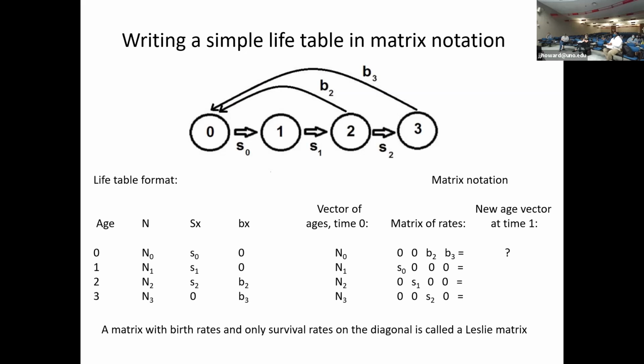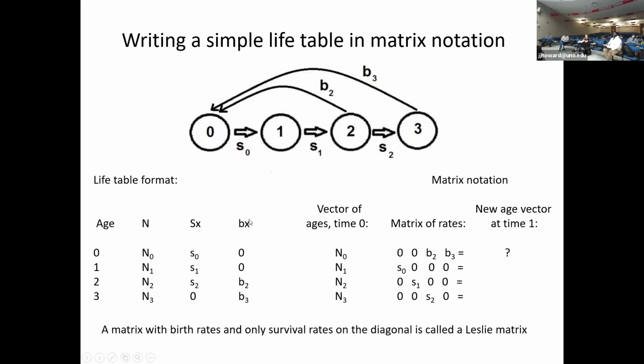Okay, so how do we handle something like this? Well, okay. So here's a simple life table written in matrix notation. So this is just your basic plain vanilla life table with all the assumptions intact. And this is exactly the same life table that we saw before. So you have your age column, you have your N column, your survival column, and your birth column. And notice that these are exactly the same as they were in the previous slide.